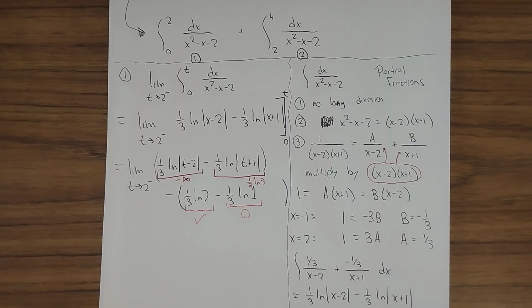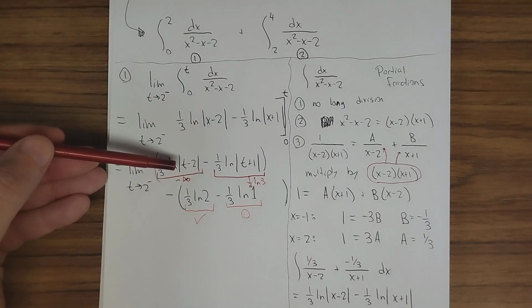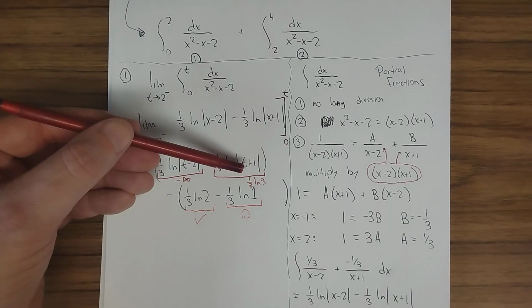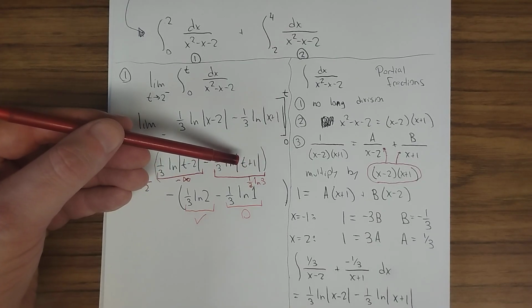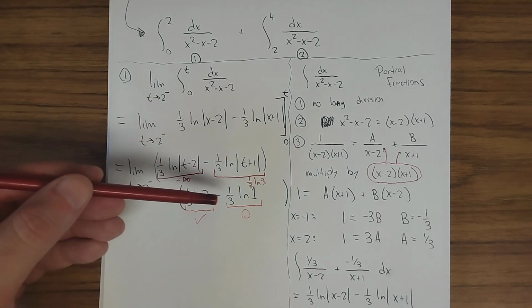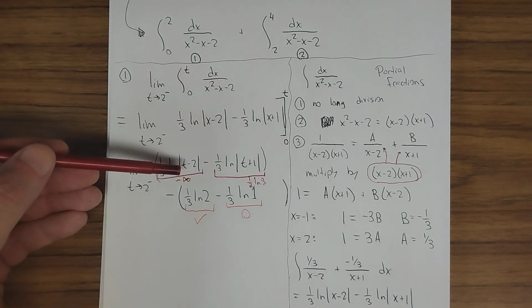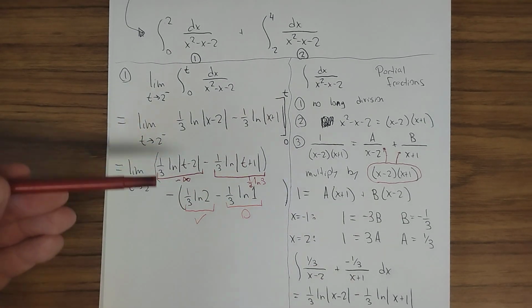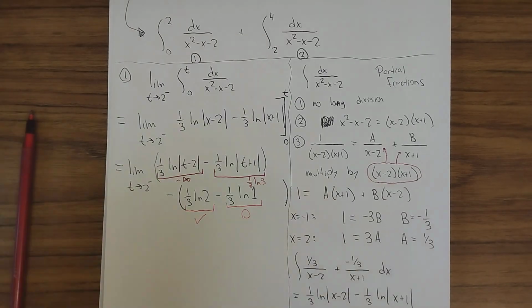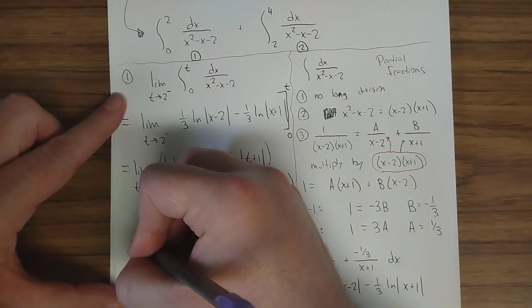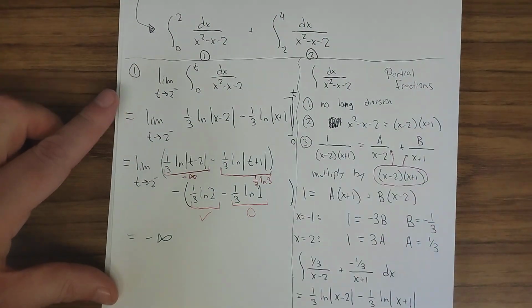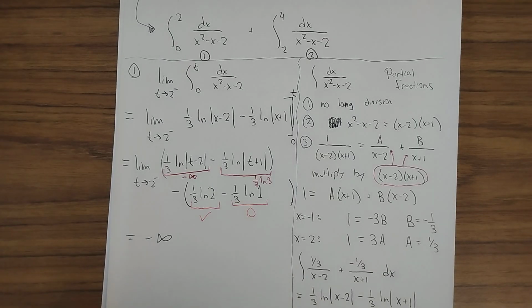So what am I left with? I've got something going to negative infinity, and then something finite, 1/3 ln 3, and then another thing that's finite. So basically I'm taking negative infinity and adding some finite numbers. This limit is negative infinity. So where does that leave us?